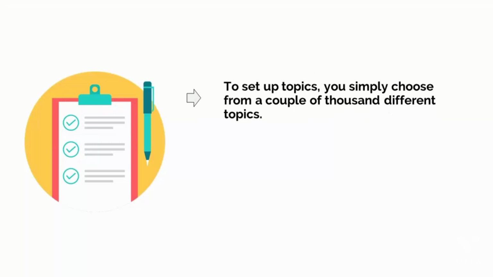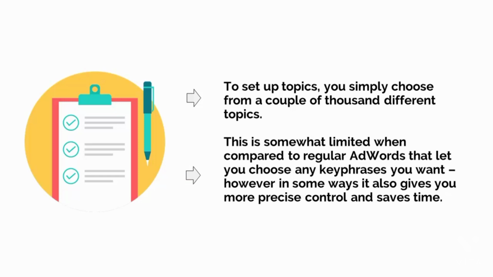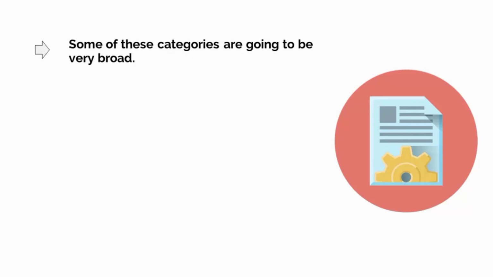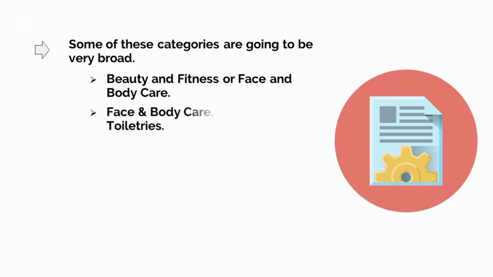To set up topics, you simply choose from a couple of thousand different topics. This is somewhat limited when compared to regular AdWords that lets you choose any key phrases that you want. However, in some ways it also gives you a more precise control and it saves time. Some of these categories are going to be fairly broad. These include the likes of beauty and fitness or face and body care. These give you the most exposure but cost the most. But if you dig a little deeper into the subcategories, then you can get more niche by choosing things like face and body care or hygiene and toiletries.